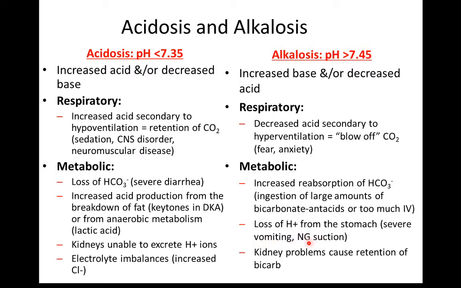We can put down tubes and take out stomach secretions. So if we lose stomach acid from the stomach through suction or from vomiting, then we can have a metabolic alkalosis. Also, kidney problems can cause us to retain bicarb. So we could end up with an alkalosis with kidney problems also.